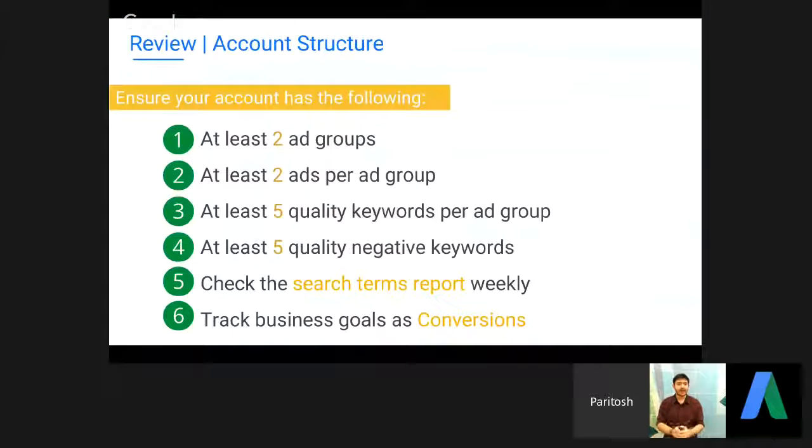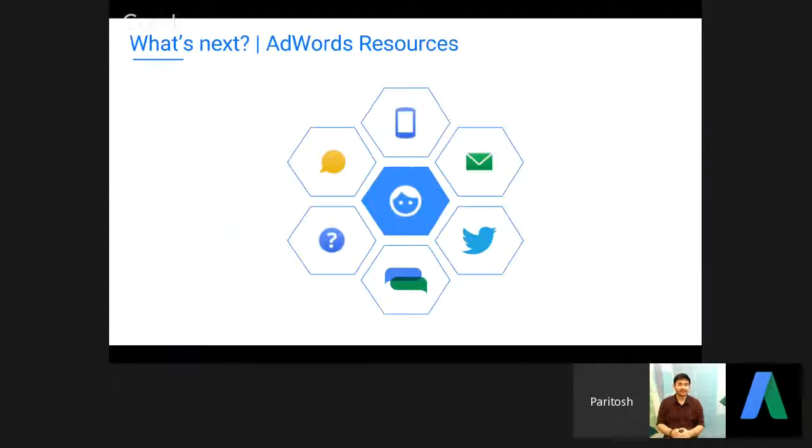So this is just one last summation of what we discussed today. Try to always ensure that your AdWords account has at least 2 ad groups, at least 2 ads per ad group, and at least 5 quality keywords and 5 negative keywords which are not relevant for your business. Check the search terms report weekly and track your business goals as conversions to know the impact of your AdWords account.